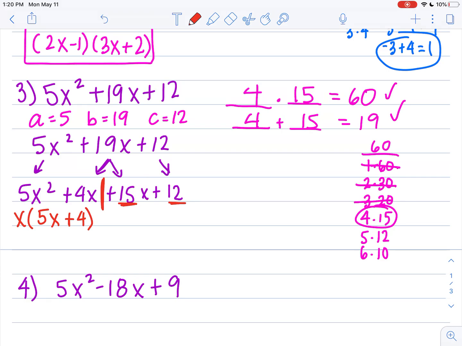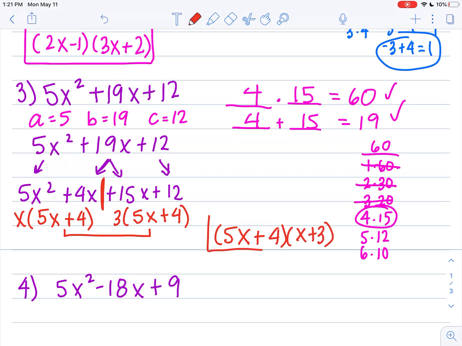15 and 12, they don't have an x in common, but they do have a number. So let's take out a GCF, which is 3. 15 divided by 3 is 5. I'm going to keep the x there because we didn't take an x out. And 12 divided by 3 is 4. These two match. So it's 5x plus 4. And then our leftover pieces, x plus 3.